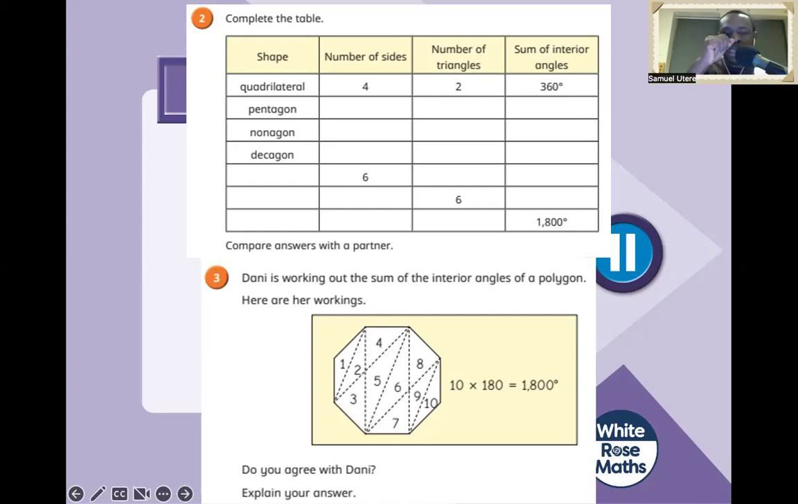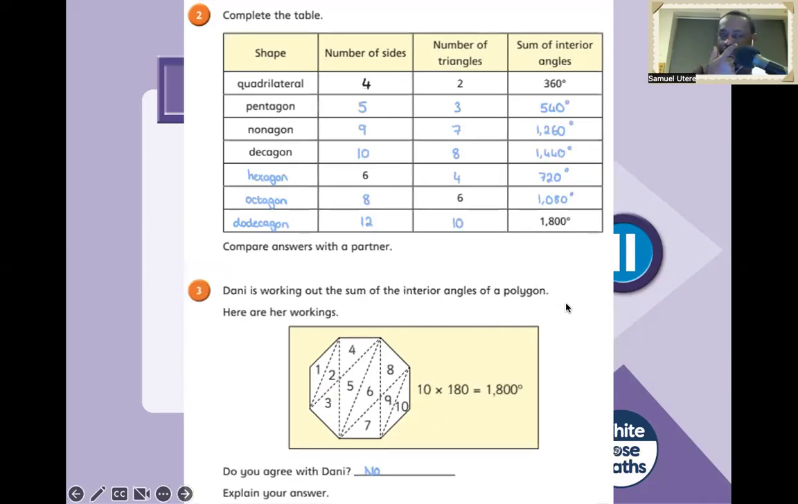Assuming you've paused the video and you've answered questions 2 and 3, here are the answers. Let's discuss them. For question 2, you were asked to complete the table. So you know the number of sides. To get the number of triangles, you simply subtract 2 from the number of sides. And that's that information there. And then the next thing is the sum of the interior angles will be these numbers: the number of triangles that you can get from the shape, times 180 degrees, because the sum of angles in a triangle is 180 degrees.